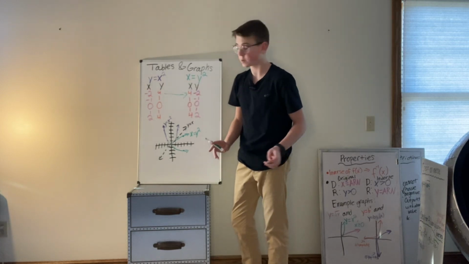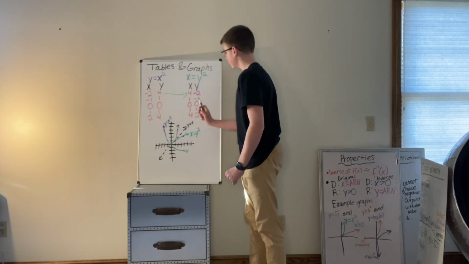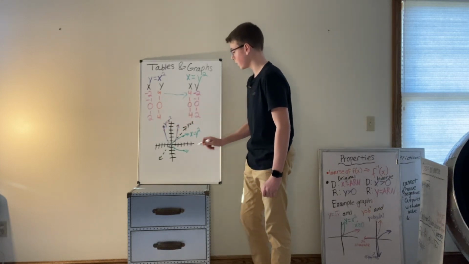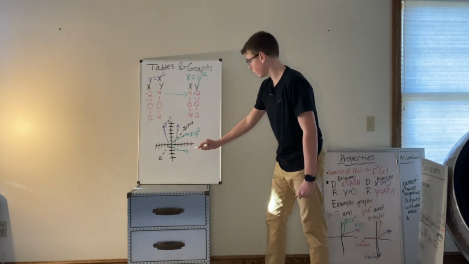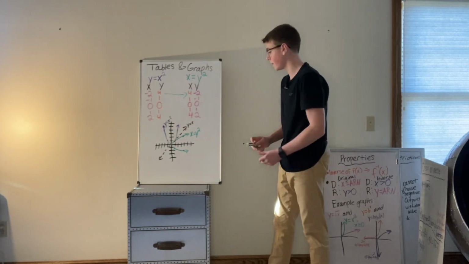This works with all inverse equations. So negative 1, 1 goes to 1, negative 1. 0, 0 stays 0, 0. 1, 1 stays 1, 1. 2, 4 goes to 4, 2. So what we get here is this quadratic, but on its side. It's called a sleeping parabola.